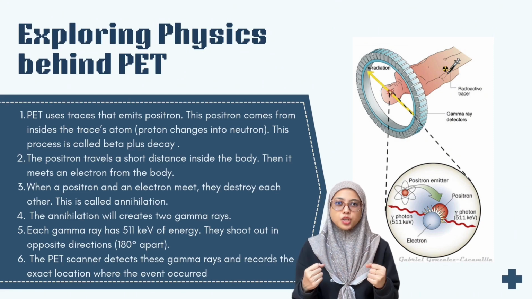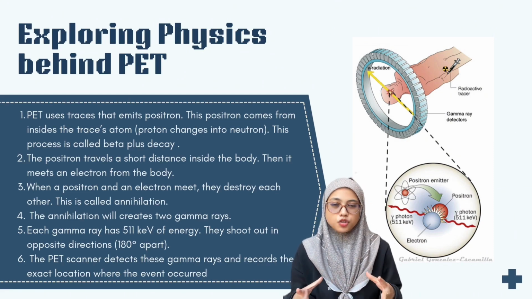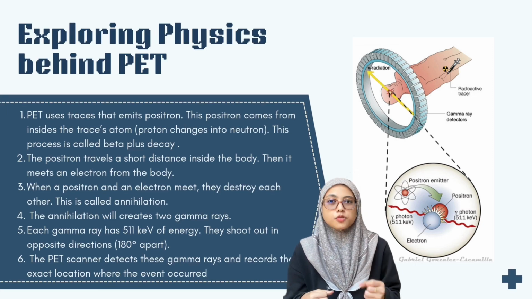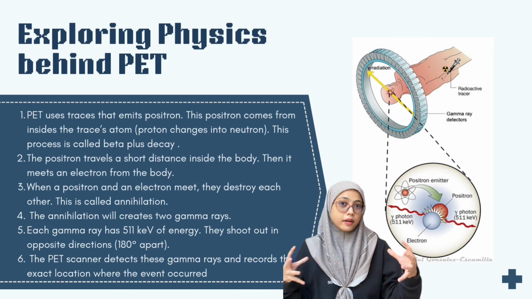That energy will be released in the form of two gamma rays. Each of them has an energy of 511 kiloelectron volts. These gamma rays will fly out in opposite directions, exactly 180 degrees apart.